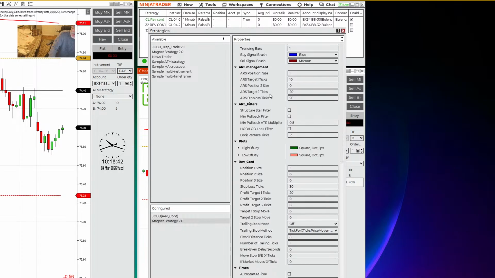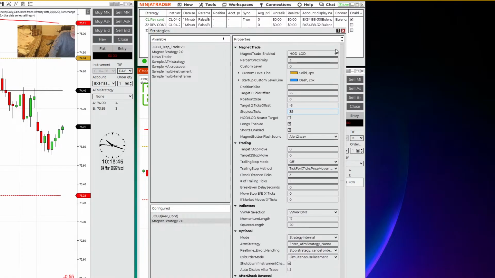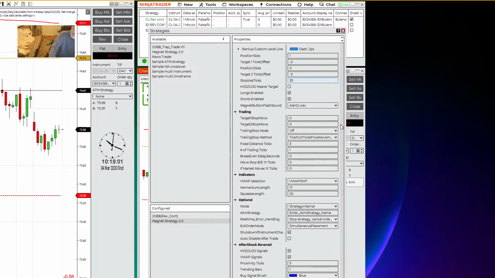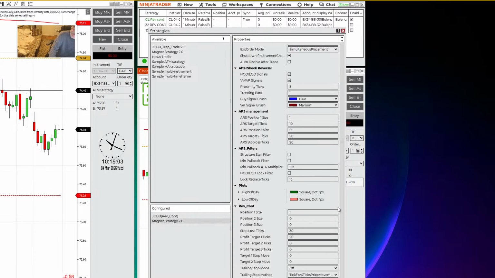Now, I'm calling this the old version. The new version is going to be much easier to set up the actual trade. In this one, we have one position, we're exiting at -3. That's fine. We have a stop of 35. So if we hit a magnet, high of day, low of day, we have a trade set up.